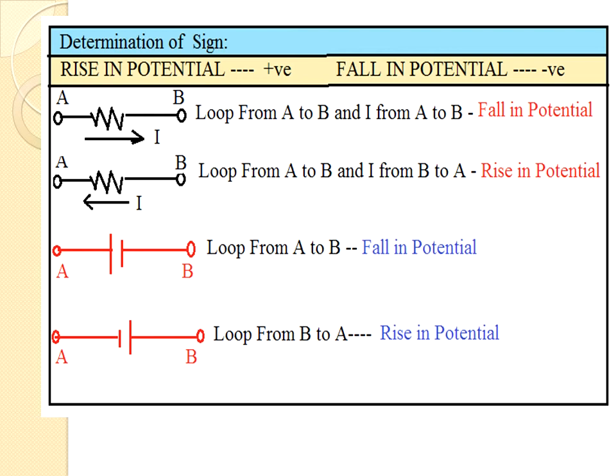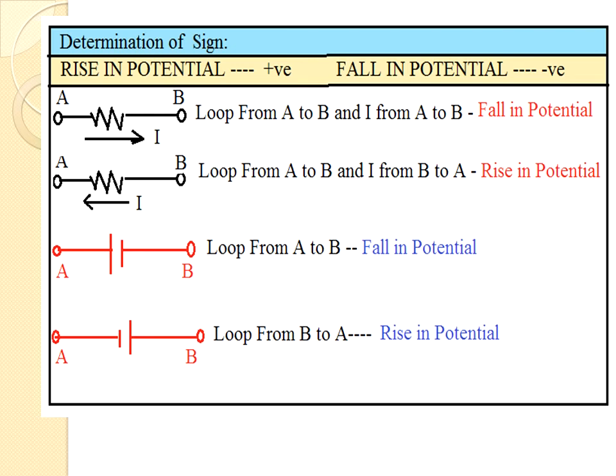So how do you take the sign for resistance as well as battery conditions? Here are the tips. It is not necessary to write them in the examination, but understanding is required, and you can remember and practice. Rise in potential is always taken as positive. Rise, step up. Fall in potential is taken as negative.